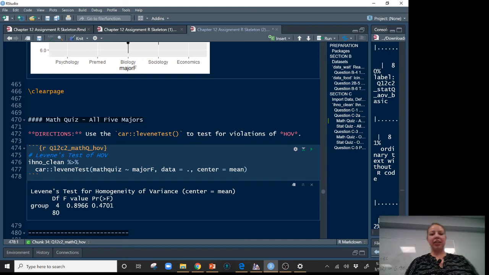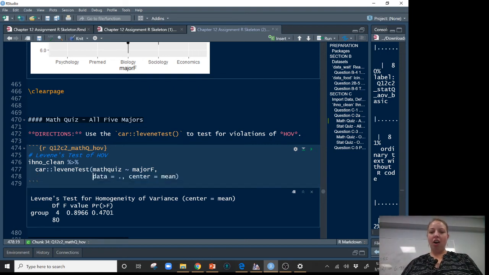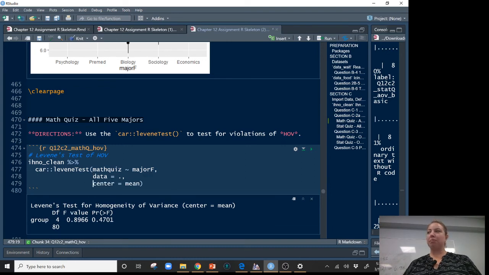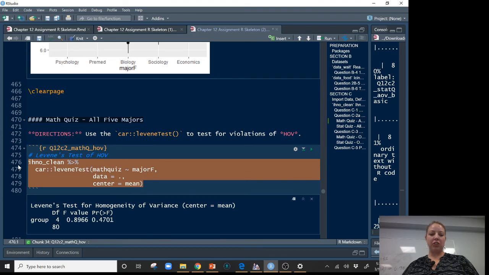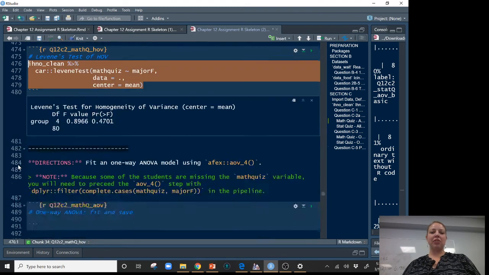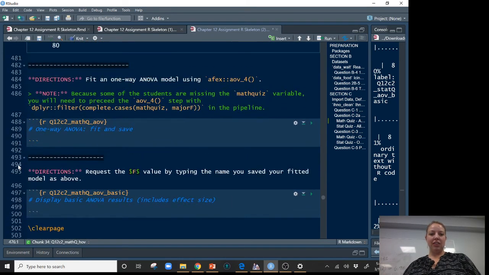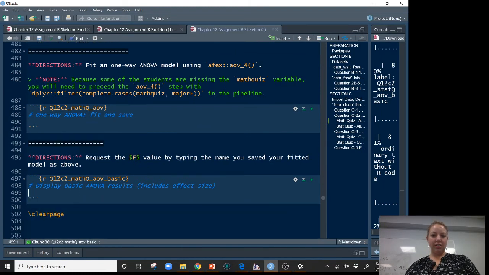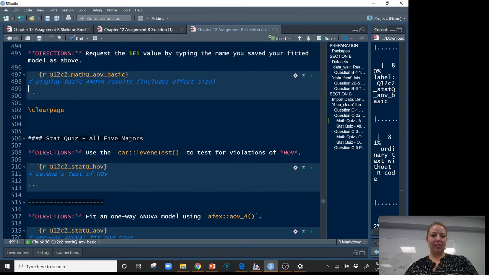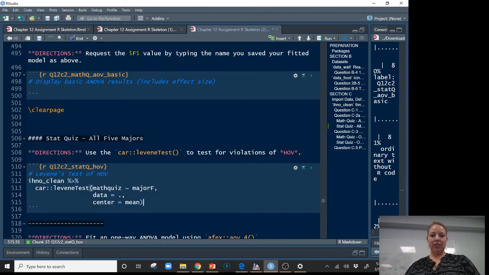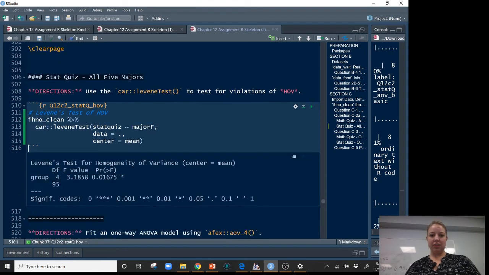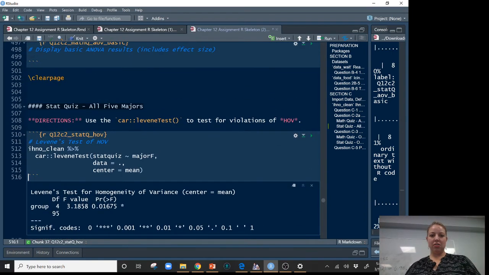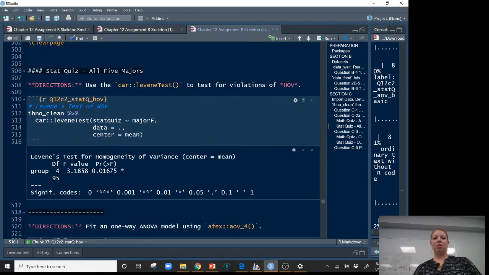Let's do the same thing for stat quiz. Now, again, R doesn't care if you have enters or extra spaces. That's preference. I'm going to copy this because we need to redo this, except for instead of math quiz, we need to do it for stat quiz. So I'm going to come down a little ways. Oh, wait. I got to come down a little further. There's Levene's test for stat quiz. I'm going to change that to stat quiz. Oh.